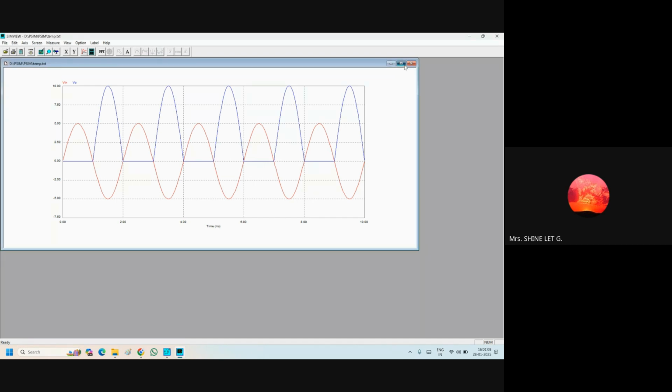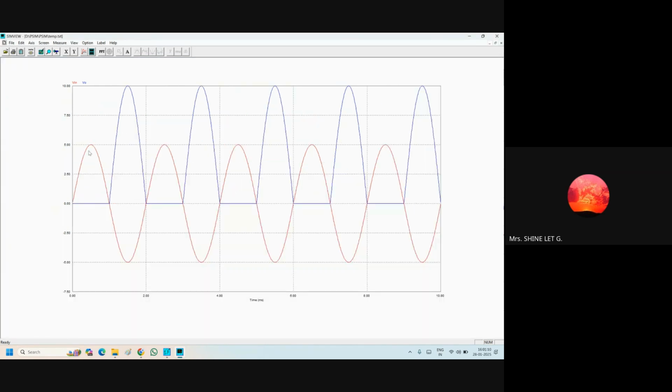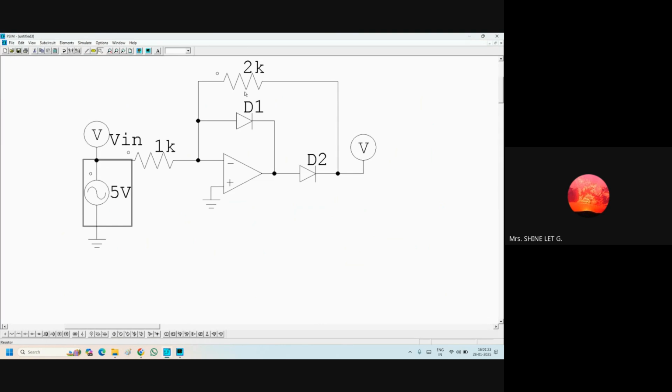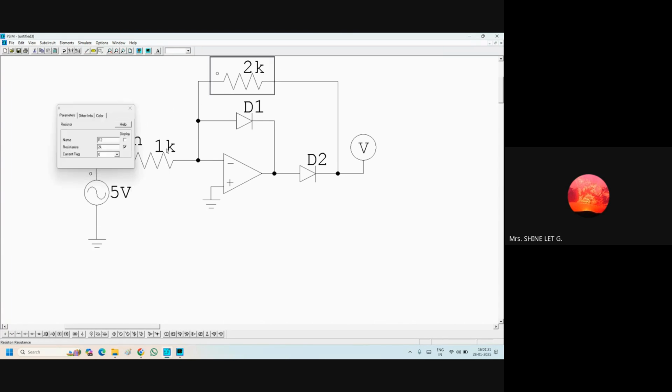Hope you can see the waveform. What happened? In the positive cycle, the output is 0. In the negative cycle, it becomes positive. Here actually both resistors are different, so Rf by Ri gives a multiplication of 10 times.